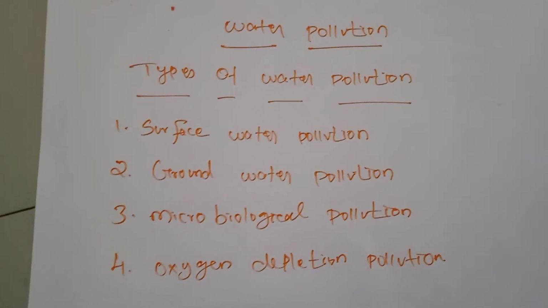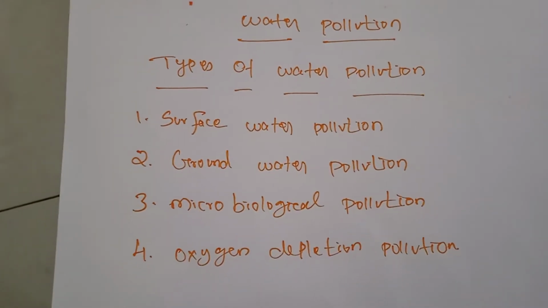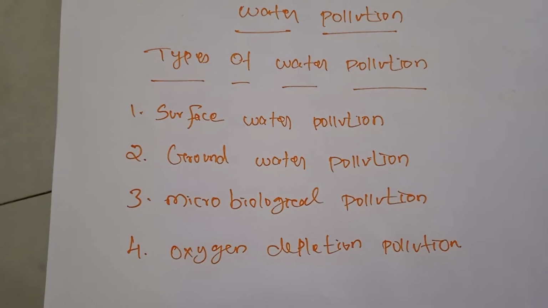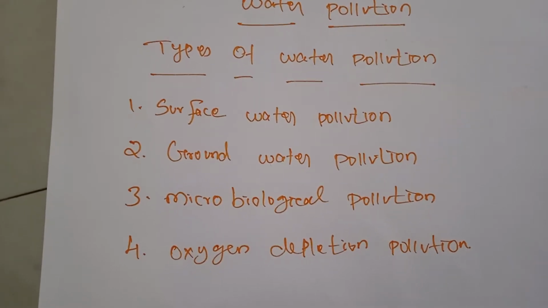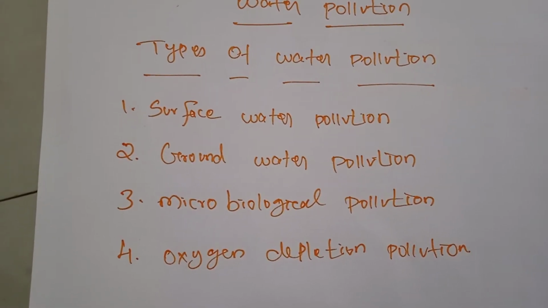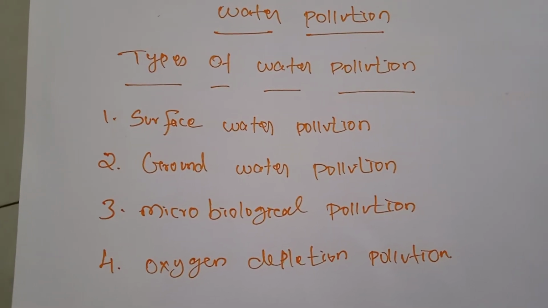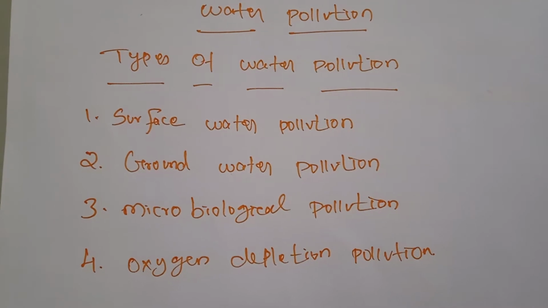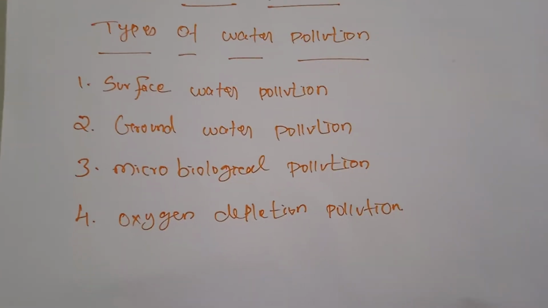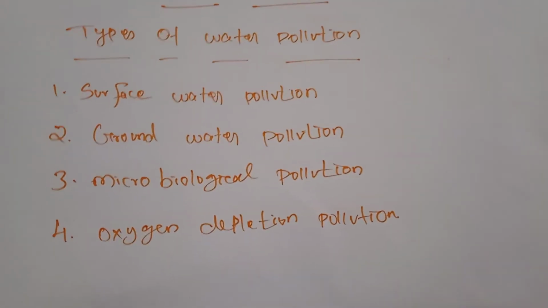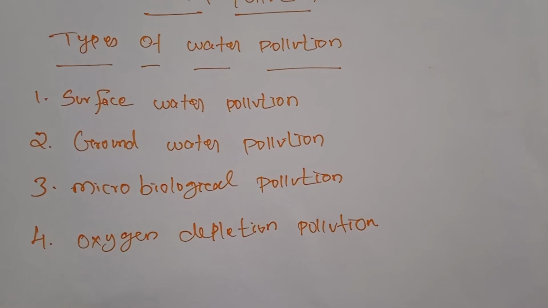Next, groundwater pollution. Groundwater contamination occurs when man-made products such as gas, oil and chemicals get into the groundwater. And if this water is polluted, that is called groundwater pollution.